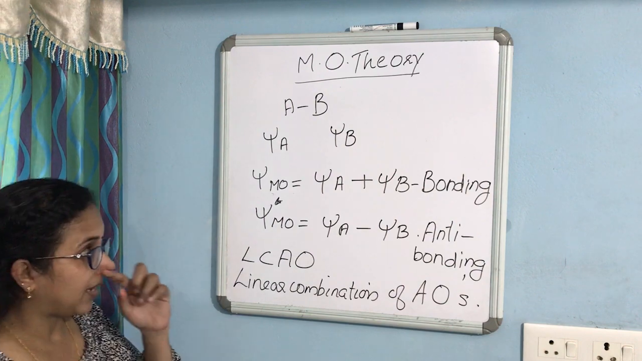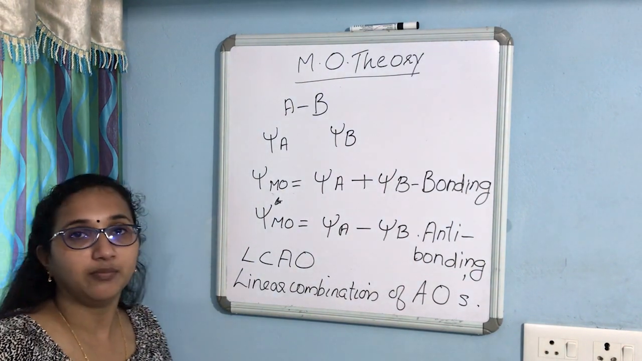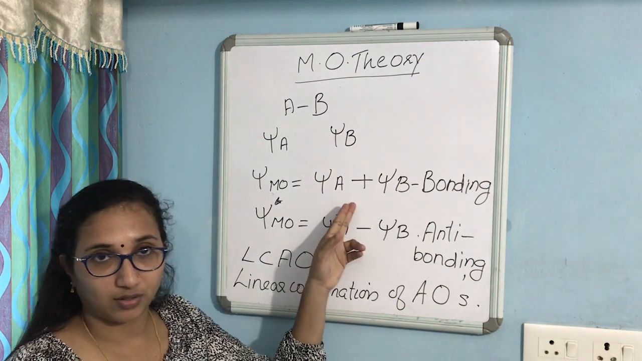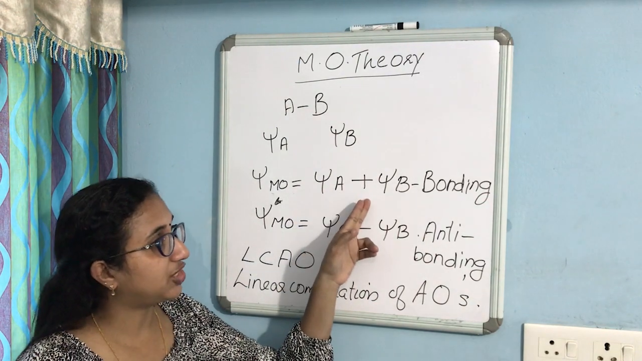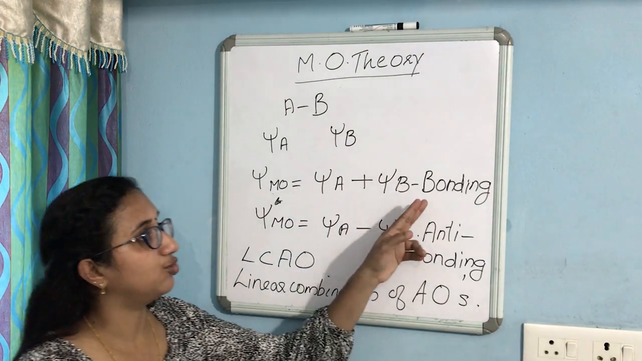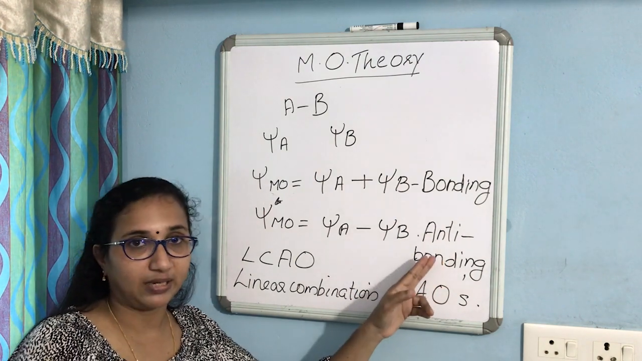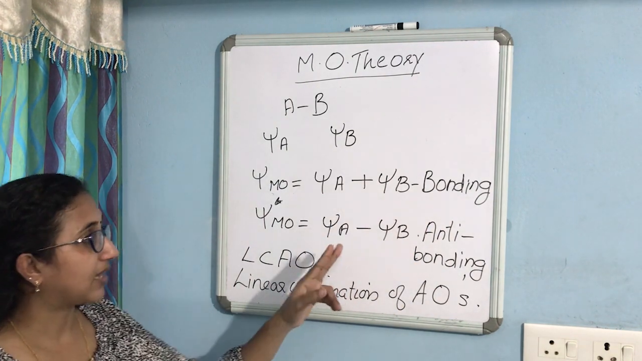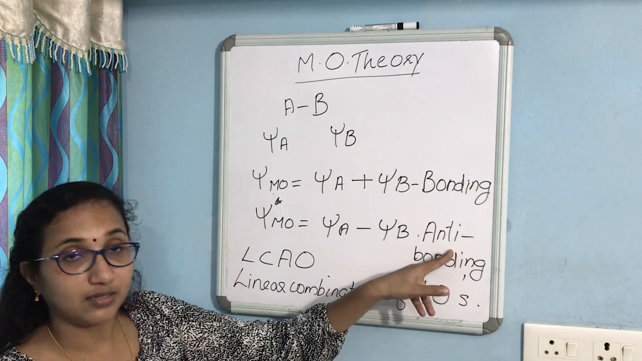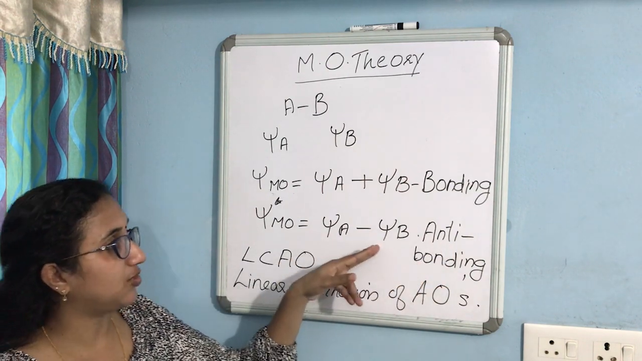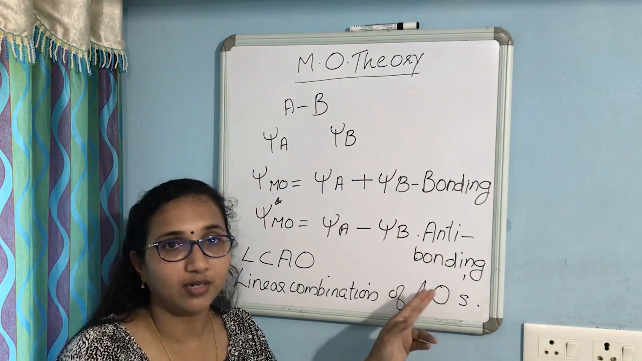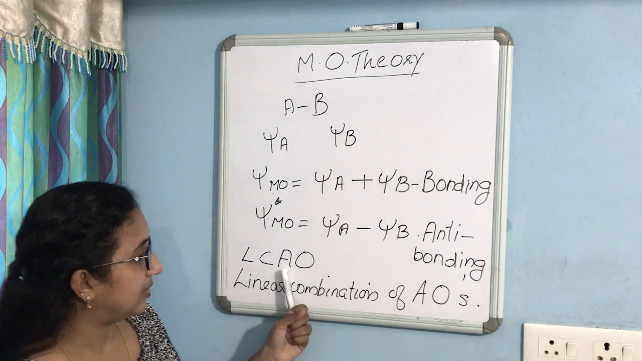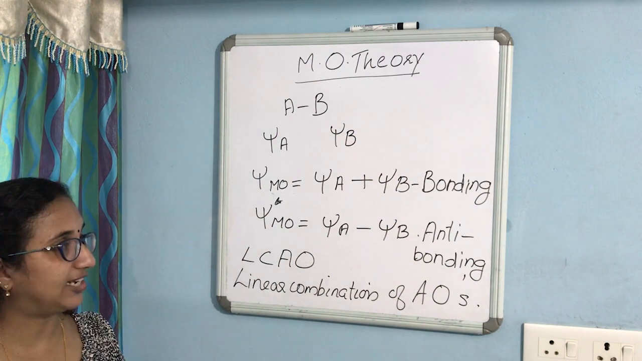That means, according to molecular orbital theory, a covalent bond is formed by the overlapping or combination of atomic orbital wave functions, either by addition or by subtraction, resulting in two molecular orbitals. One is termed the bonding molecular orbital, formed by addition of the wave functions, and the other molecular orbital, formed by the subtraction of atomic orbitals, is called the anti-bonding molecular orbital. This type of combination of atomic orbitals is termed LCAO, linear combination of atomic orbitals.